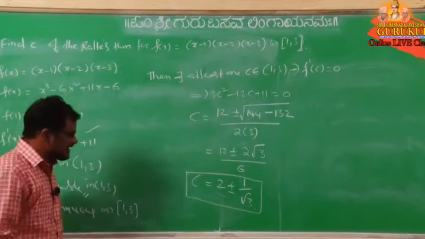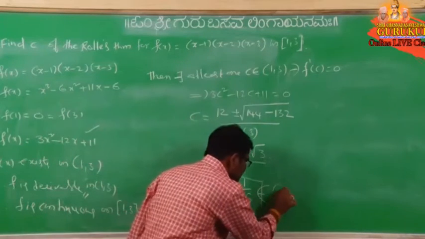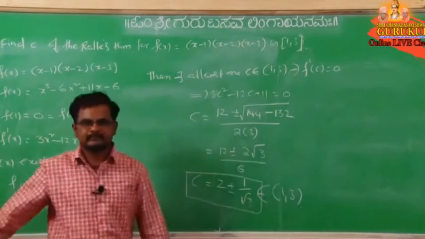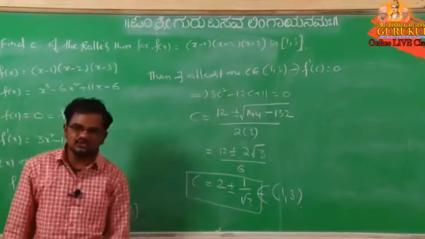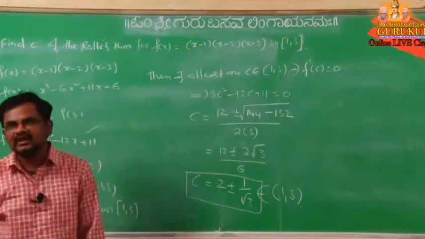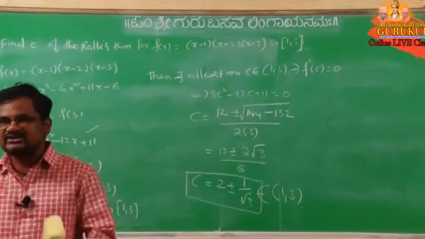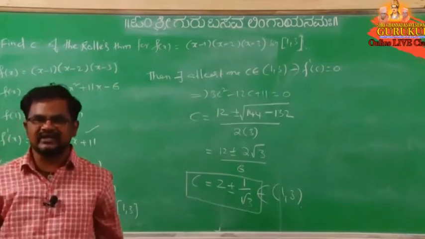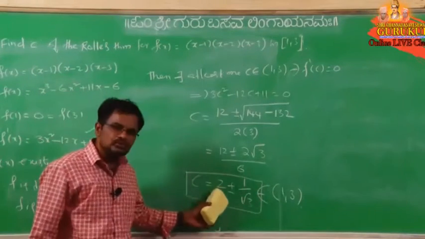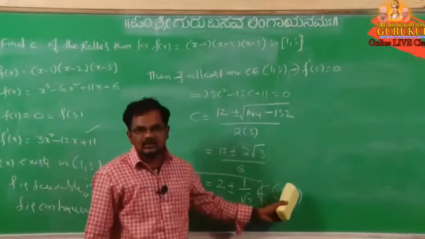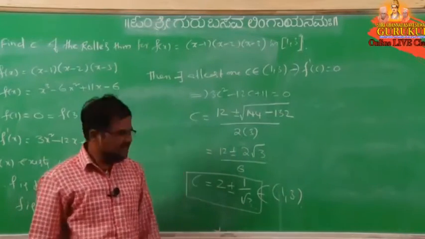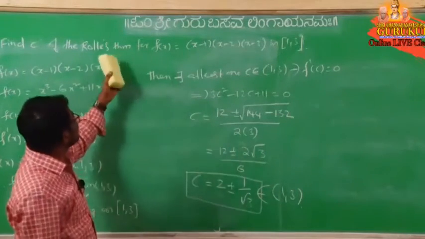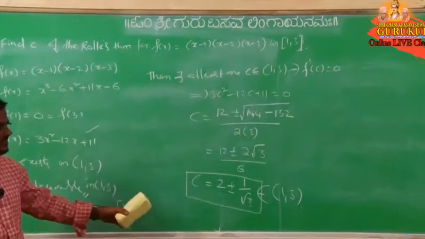Once you observe, do these two belong to 1 comma 3? These two belong to 1 comma 3. In the previous problem only one value belonged to the given interval, so only that one we took as c. But here two values belong to 1 comma 3. So that's why these two exist for Rolle's theorem. These are the c values.